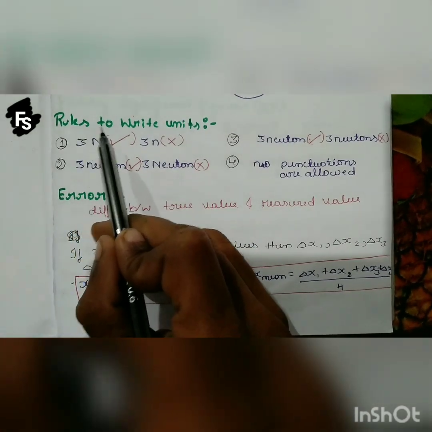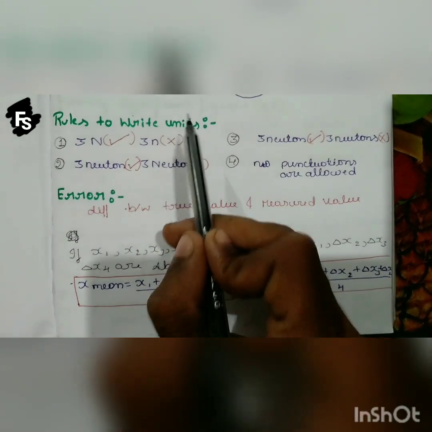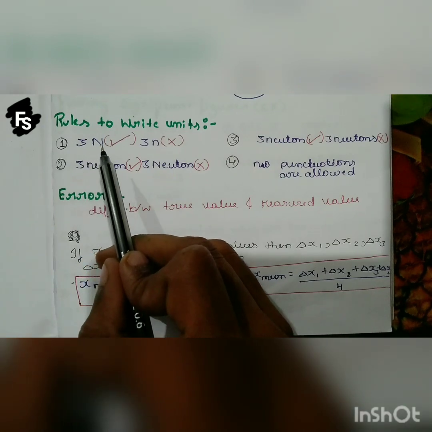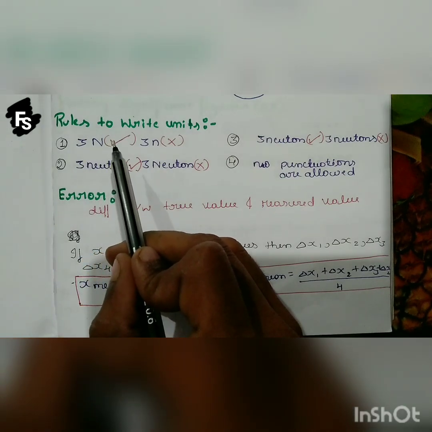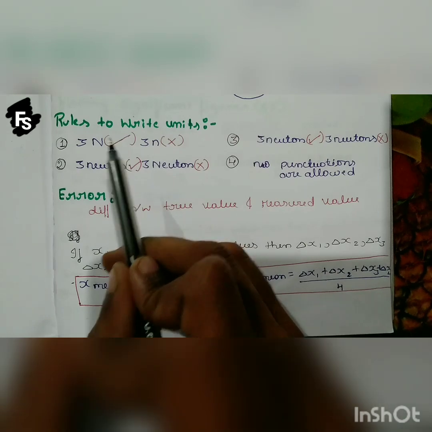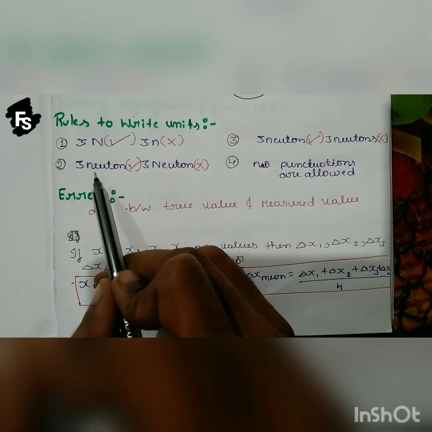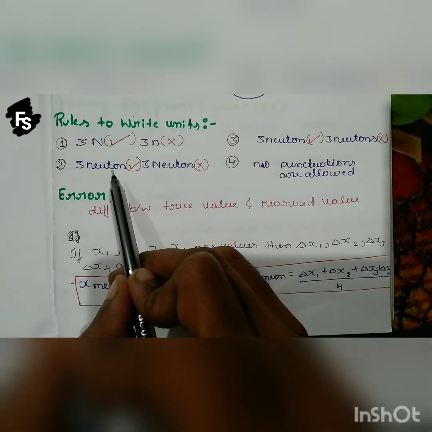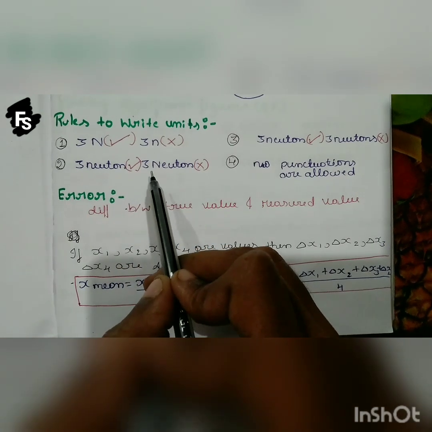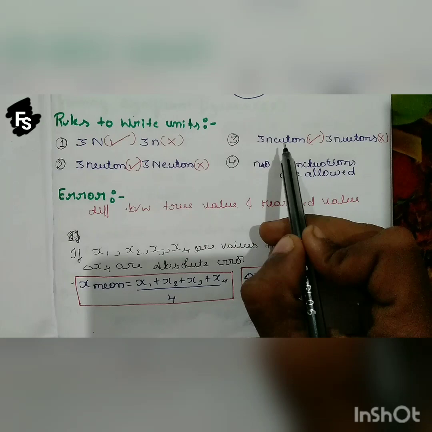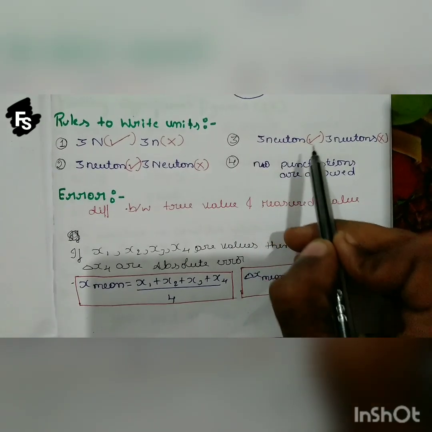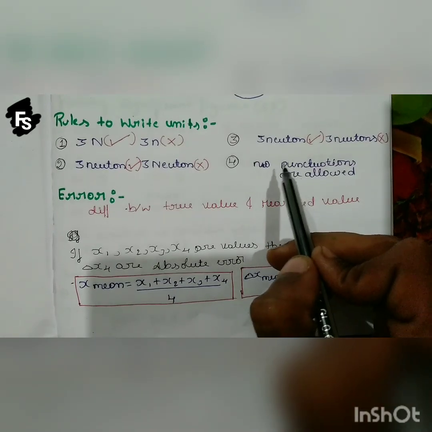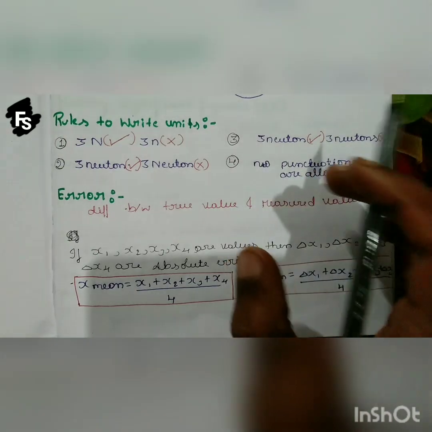Let's move on to rules to write units. There are some rules to write the units after the values. First rule: the unit should be written in capital letter in terms of symbol. Second, in terms of words, the units must start with small letters. It should not be written in capital letters. Third, no plural forms are used in writing units. Fourth, no punctuation is allowed, which means full stop, comma, all are not allowed in the units.